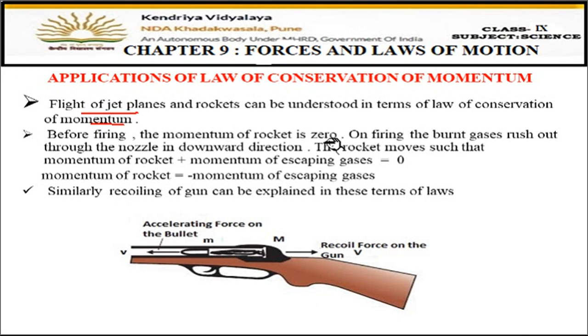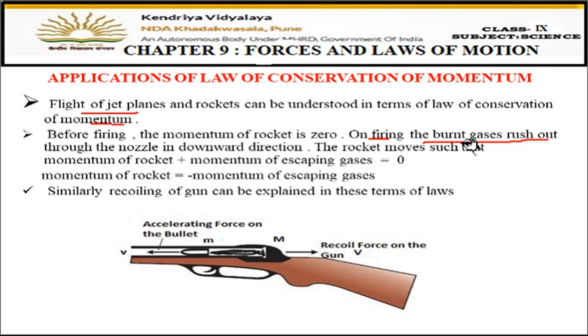Before starting the engine, the momentum of the rocket is 0, because there is no velocity. The rocket is at rest. On firing, the burnt gases rush out as soon as the engine is started. In rockets, the gases leave from the backside of the body.